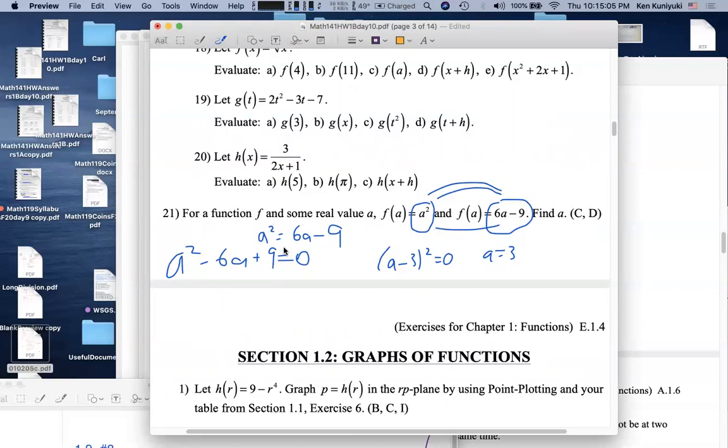So I worked this out with a student before. You set A squared equal to 6A minus 9. Isolate 0 on one side. That's a perfect square trinomial. It factors, and A is 3. Part of it was the algebra, but more than anything else, it was the understanding of how a function works. If you input a value from the domain, you get exactly one output in the range. These expressions must be equal to one another.